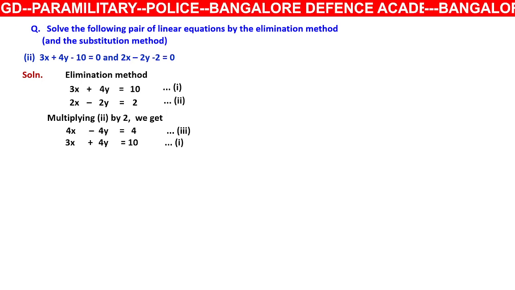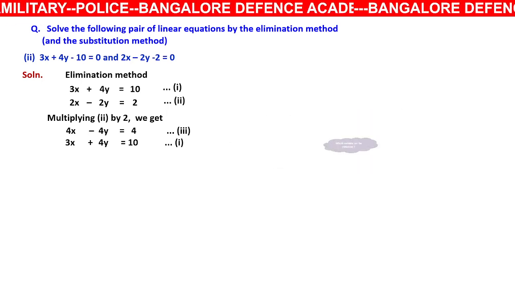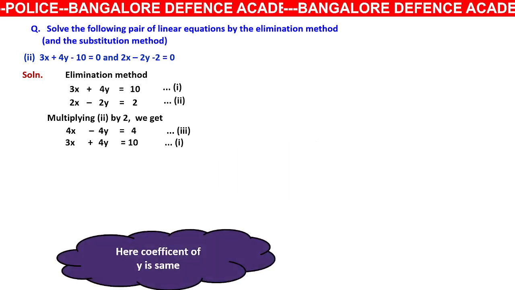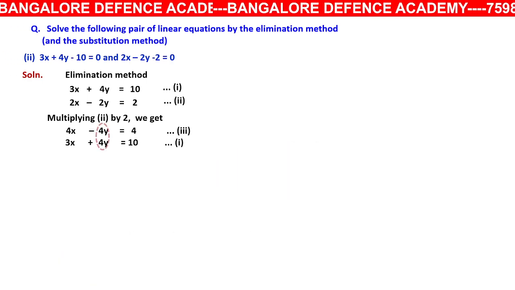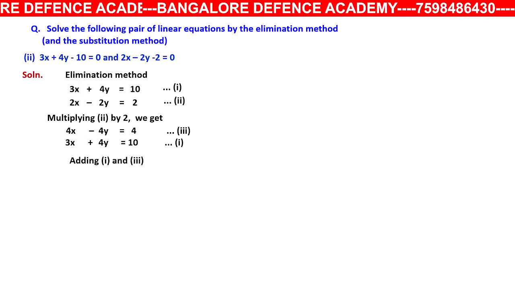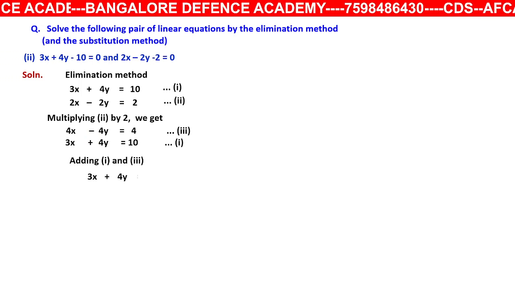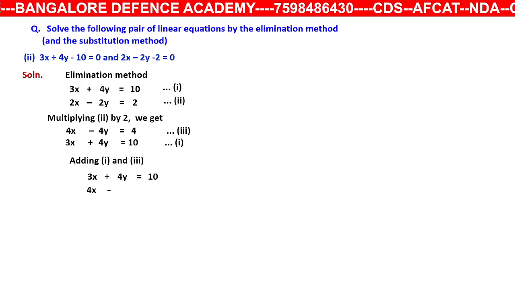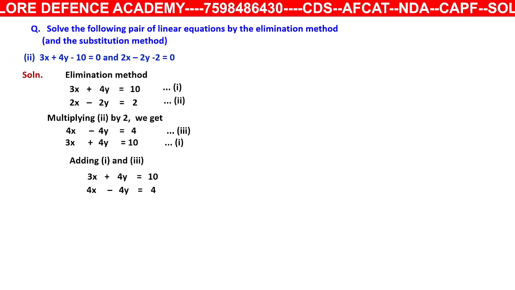Now there are two ways of eliminating x and y, either by subtraction or by addition. We know that addition is easy, so when we add, we can cancel. Here the coefficients of y are the same, so now I'm going to add. 3x plus 4y is equal to 10, 4x minus 4y is equal to 4. These are the two equations.